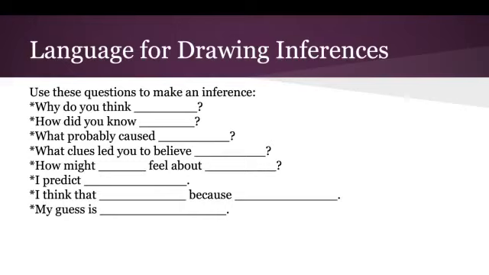Looking at the context clues, the way that it is written, the vocabulary that is used, did that lead you somewhere? How might blank feel about? So if we look at the characters, are the characters helping you draw inferences? What might they be doing next? How are their feelings and motives drawing you to what's coming up next? And then as you're about to make an inference, maybe you might say, I predict, I think that, and my guess is.